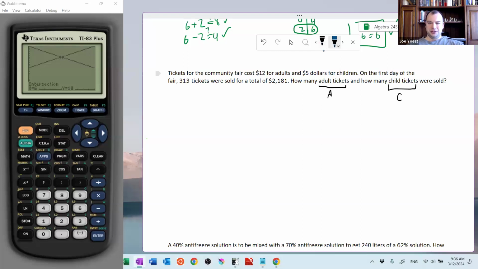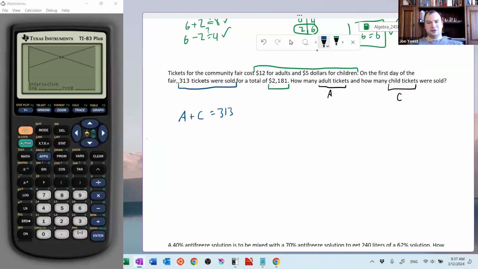I have two pieces of information. One is the total number of tickets that were sold is 313. And the second piece of information has to do with value. I know what the individual tickets cost, and I know the total revenue for the day. So 313 total tickets were sold combined between adult tickets and child tickets. So I know that adult plus child equals 313.